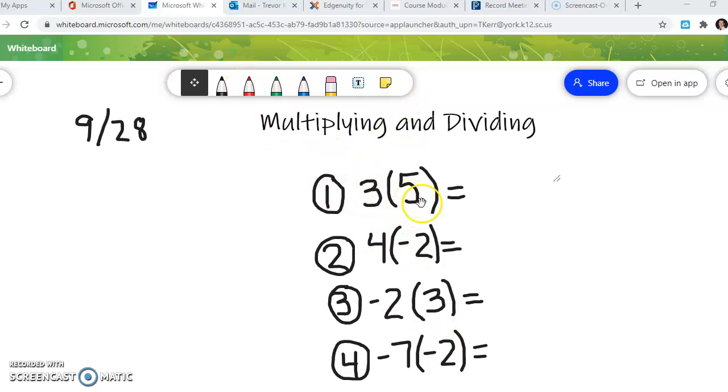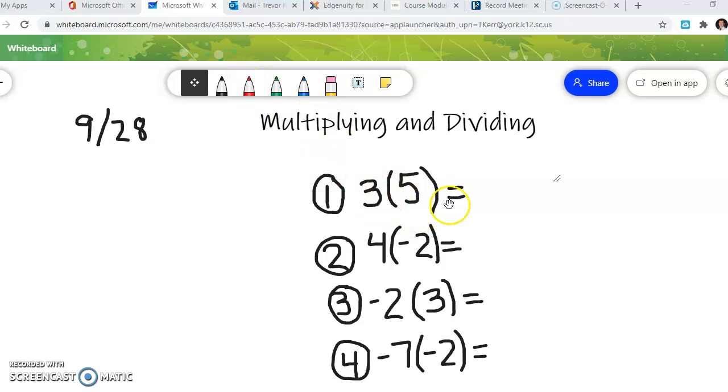So the big key for middle school is understanding that whenever you see numbers smushed together like this, and ones in a parentheses, that means multiply. So when I read this to myself, I don't say 3 parentheses 5. I read this as 3 times 5 because they're smushed together. There's no addition sign in the middle here, no subtraction. So I know this is multiplication.